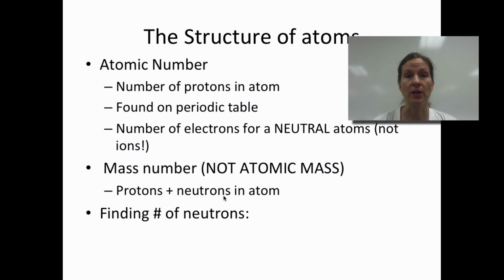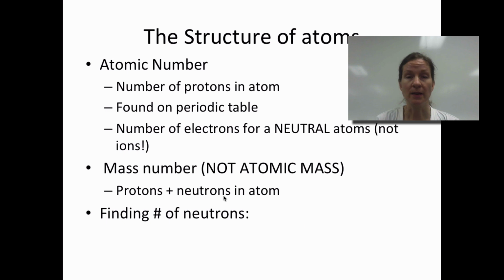In order to figure out your number of neutrons, you need something called the mass number. The mass number is not found on the periodic table. The mass number is just protons plus neutrons. That's it. While we do have another number in every box, that non-whole number, it's not your mass number, because that number is an average. It's an average of the masses of all of the atoms.